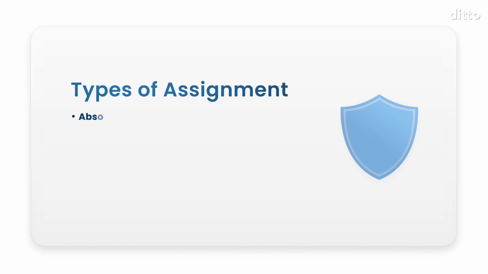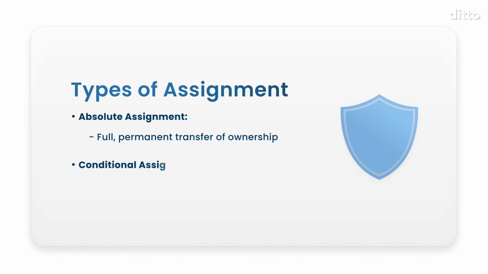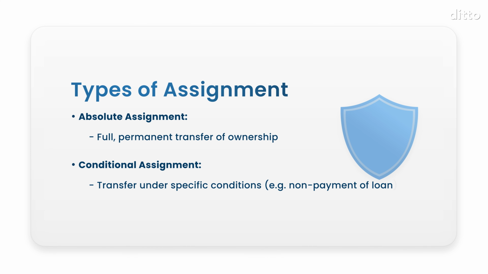Now, there are 2 types. Absolute assignment, that is full and permanent transfer of ownership. Once assigned, the policyholder loses all control. The second type is conditional assignment. You transfer with specific conditions, like only if the loan isn't repaid.